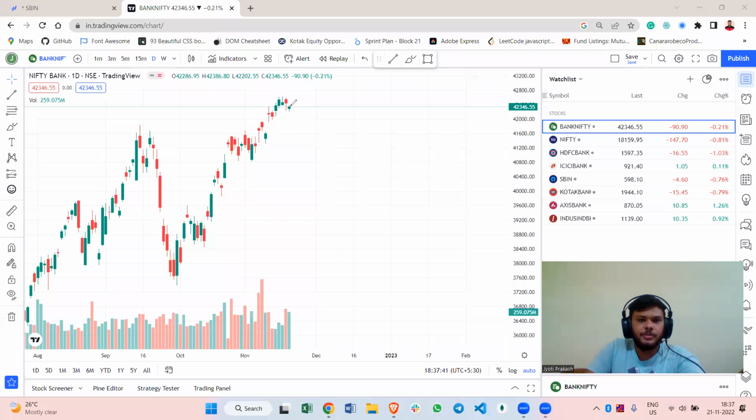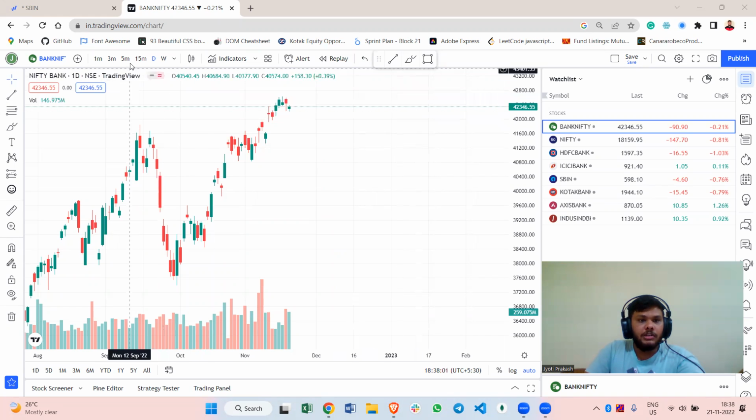But if tomorrow it opens flat or opens gap up or gap down, and if it shows any negative movement there, they can expect some selling pressure here, and we can set our target to 42,200 first. Next target will be 42,100 to round level 42,000.